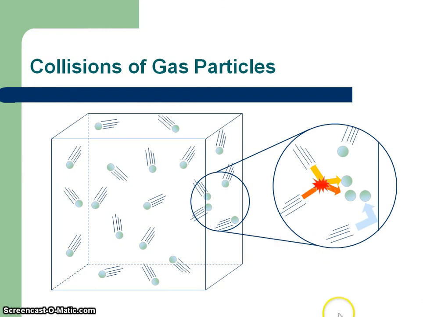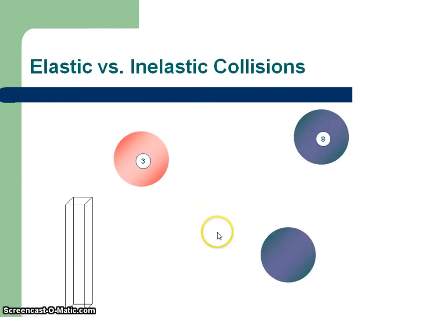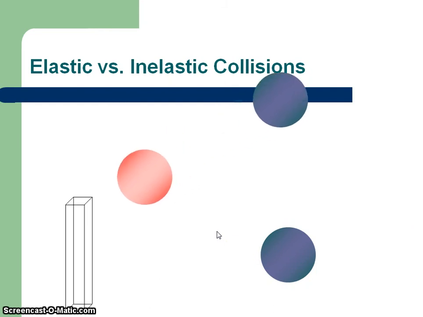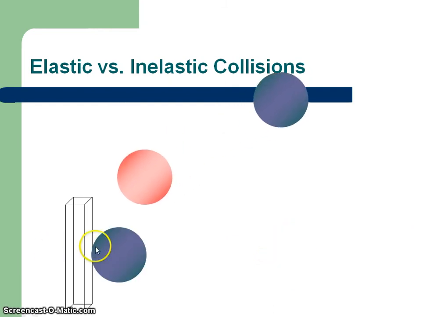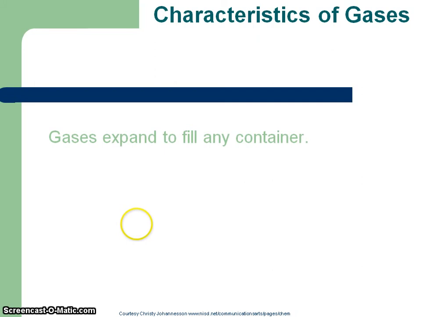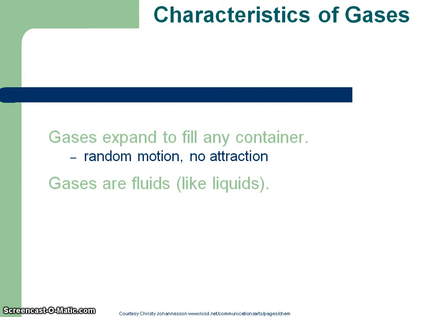So if I look at a collision of gas particles, elastic, bounce right back. Inelastic, sort of like a car crashing into a wall. Not real elastic. So let's talk about some characteristics of gases. Gases expand to fill any container. They're in random motion, no attraction. Okay? Gases are like fluids. They're like a liquid. They'll flow. Okay? You can actually pour a gas.